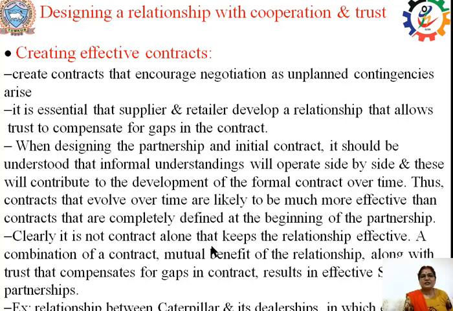It's not contract alone that keeps the relationship effective. It should be a combination of contract, mutual benefit of relationship, trust, everything. So one of the examples is that of Caterpillar and its dealerships. It said that anyone in the supply chain can terminate the agreement without cause with 90 days notice. All are equal in that matter.